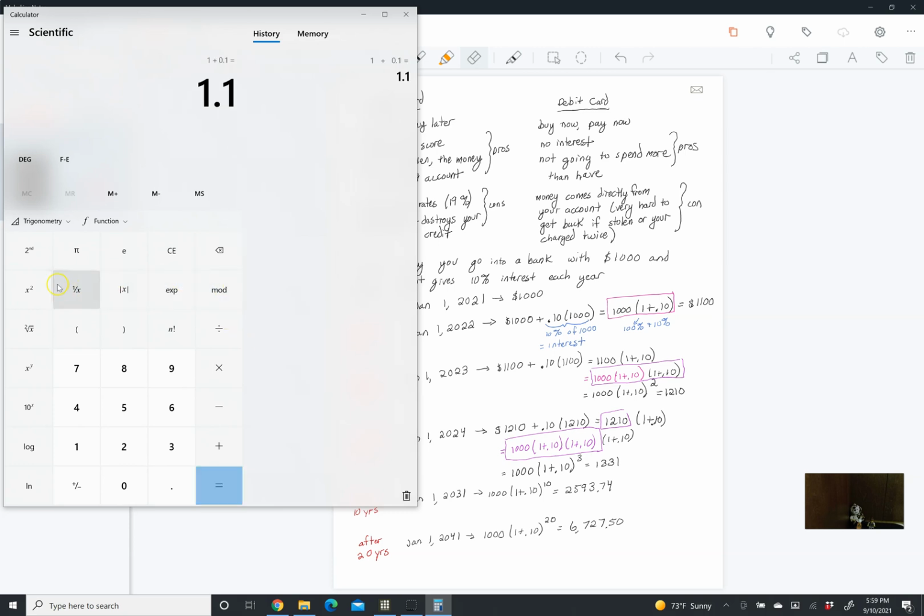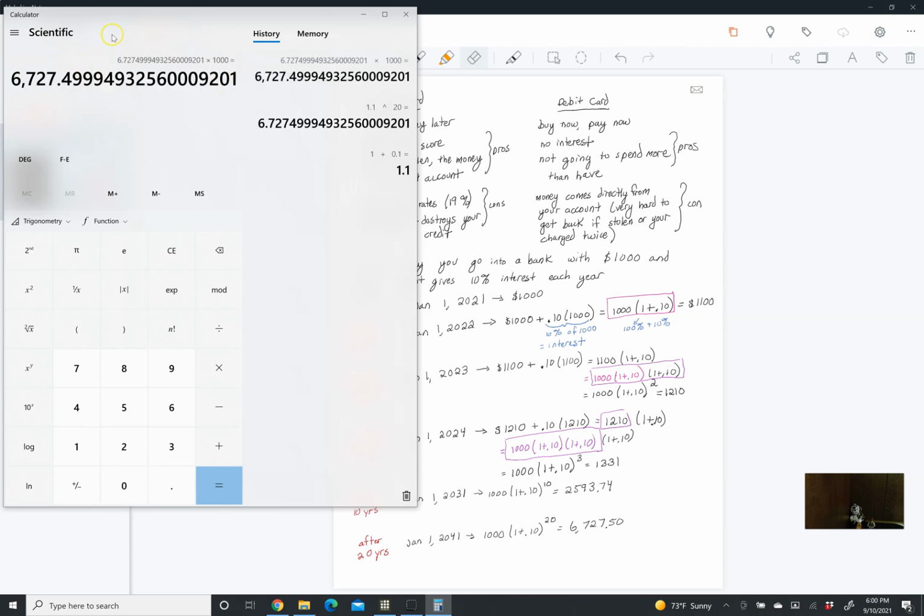Then you're raising that. So on this calculator, the raising to a power is x to the y. It's this button here. Some of you may have little carets, which are like upside down V's. So it looks like this on your calculator. Some of you may have that. And we raise it to the 20th. We do that first, and then we multiply by 1,000. So the multiplication comes last. Okay, and you can see we get 6,727, and we round up, okay, because 0.49 rounds up to 0.50.